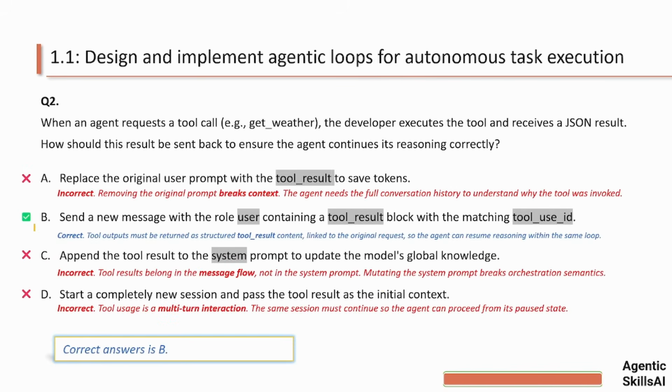The right answer is option B. This is correct because tool outputs must be returned as structured tool results linked to the original request, so the agent can resume reasoning within the same orchestration loop.